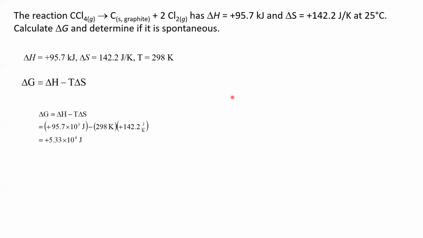Okay, I left it in joules. If you convert it to kilojoules, that's great. So we're going to multiply this number by 1,000. That gives us 95.7 times 10 to the third joules. We're going to subtract from that our temperature times our entropy value. The Kelvin cancels out, we've got joules. The joules are our answer. Again, if you change it to kilojoules, you would get 53.3.